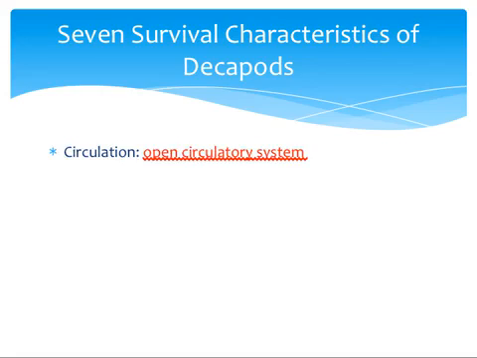Circulation: all arthropods, and crustaceans are included in this, and decapods within that, have an open circulatory system. So they have a heart with a few blood vessels, and then the blood leaves the vessels and washes over the tissues and then collects back in sinuses and gets pumped back to the heart.